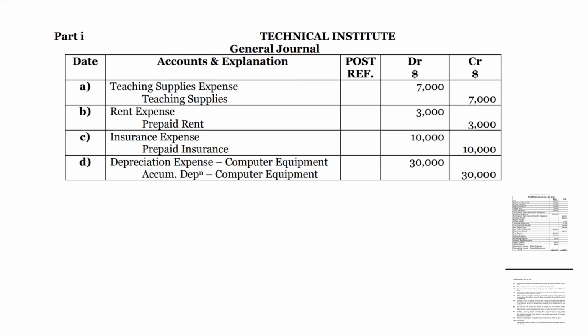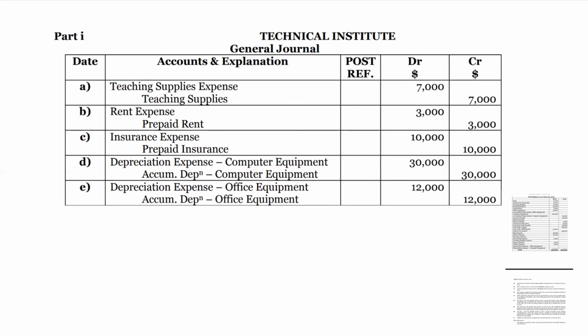So November, December, January, February, March, April, May, June. So we've been using it for 8 months. So we'll multiply this per month figure 1,500 by 8, and we would have gotten 12,000. And that's the entry that we'll be putting here for E. So it's a debit to depreciation expense for what asset? Office furniture, and a credit to accumulated depreciation office equipment. All right. So that's the entry there.